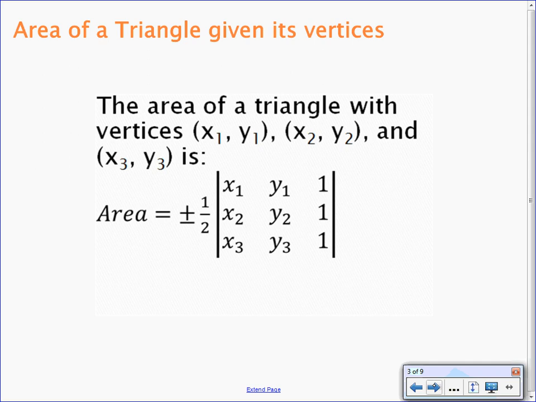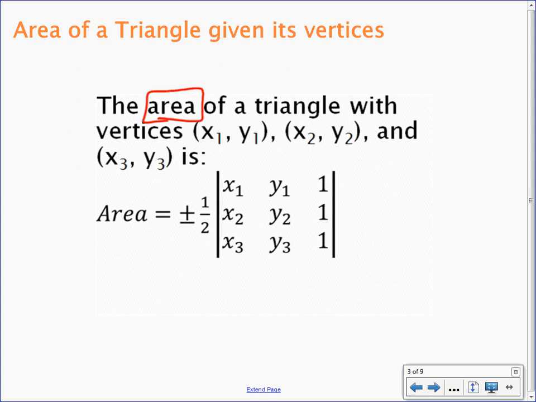We are finding the area of a triangle, which means we're going to have a positive value for area. So if your determinant is negative, you are going to choose the negative 1/2. If your determinant is positive, you're going to choose the positive 1/2. You will never choose both plus or minus. You'll choose one or the other so that your area ends up being positive.